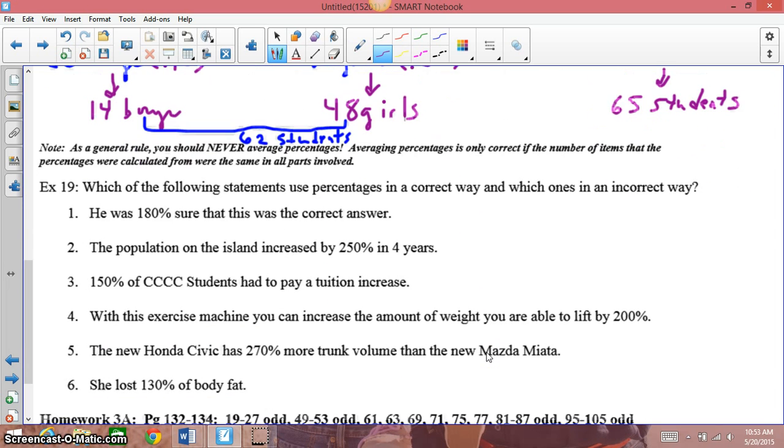I'll let you then work through example 19 to see whether those are being used correctly or incorrectly. And of course, the solutions are posted to Blackboard.